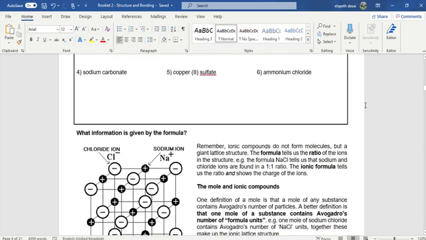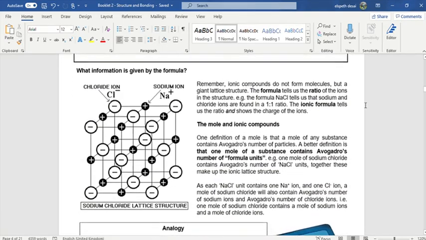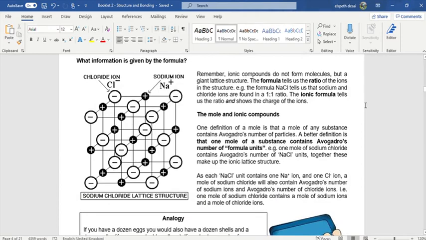Okay, so this is a slightly new bit. We're then going to look at what information is given by the formula. Now, I should have said this at the start. What might be helpful is if you pause the video and then complete each relevant section. So if you haven't completed all the other sections, I would maybe recommend pausing the video and then coming back and watching me go through this little bit here.